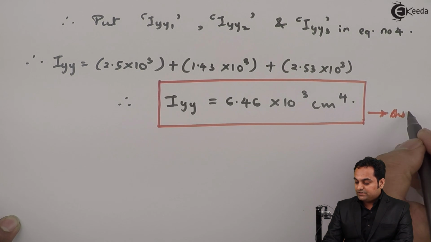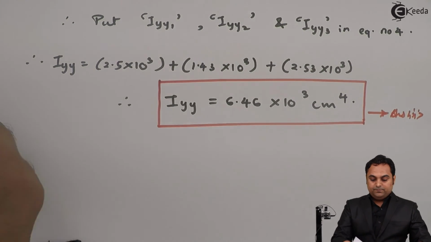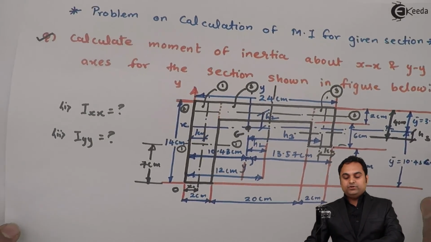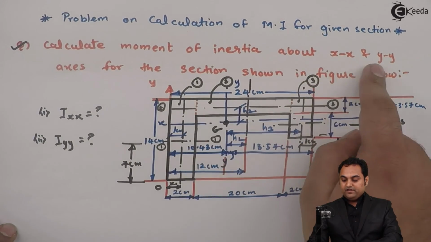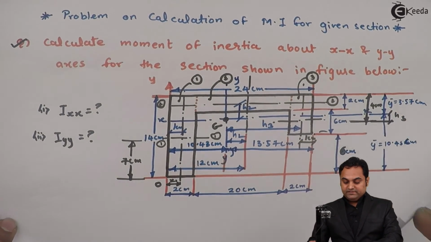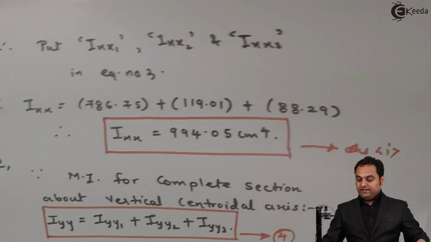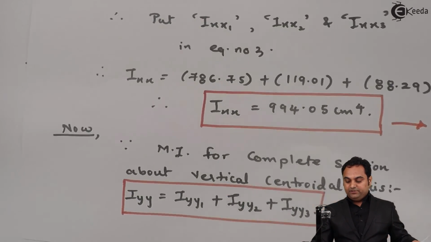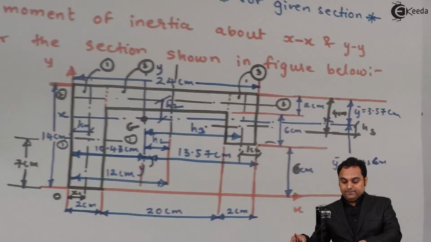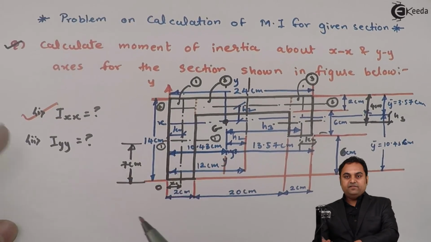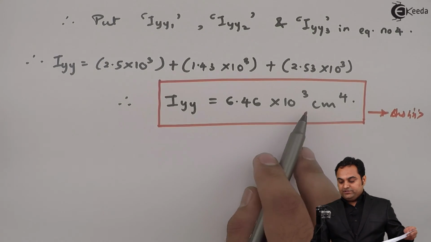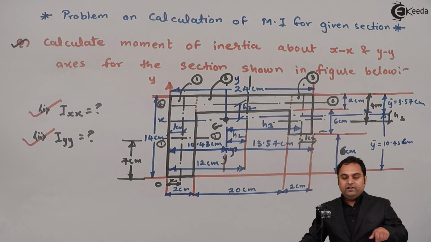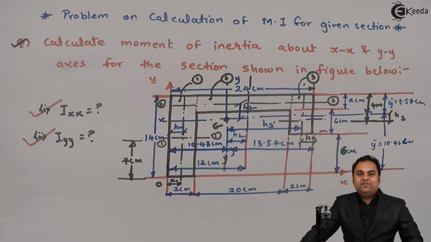Now this is the second answer. Previously we have seen that in this problem they were asking us two questions, to calculate the MI about x-axis and y-axis, that is Ix and Iyy. So we had calculated Ix, the answer is 994.05 centimeter raised to 4. Then we have found out Iyy value 6.46 into 10 raised to 3 centimeter raised to 4, and once we have calculated both the values, we can say that the problem has been completed.